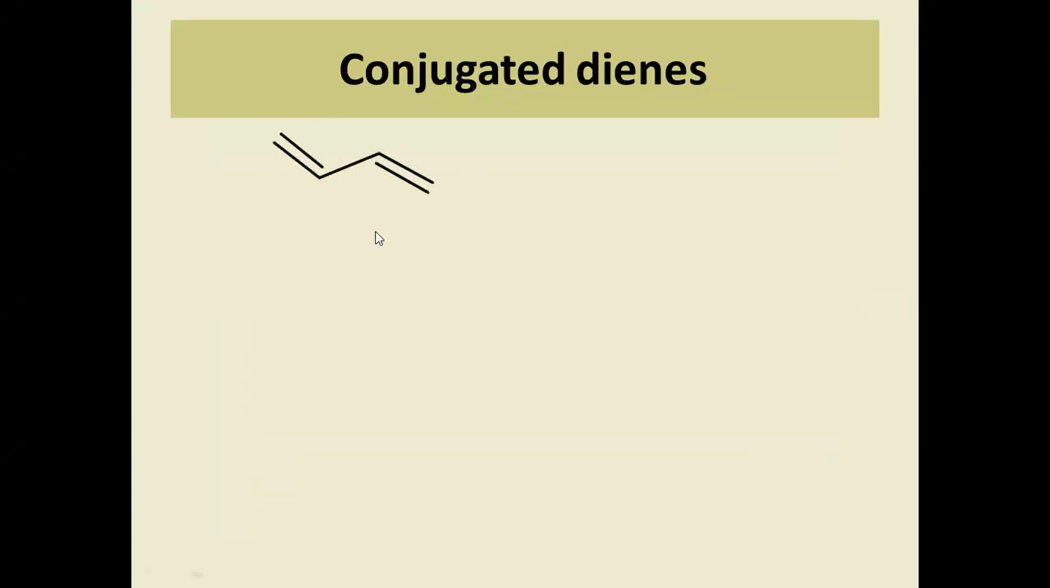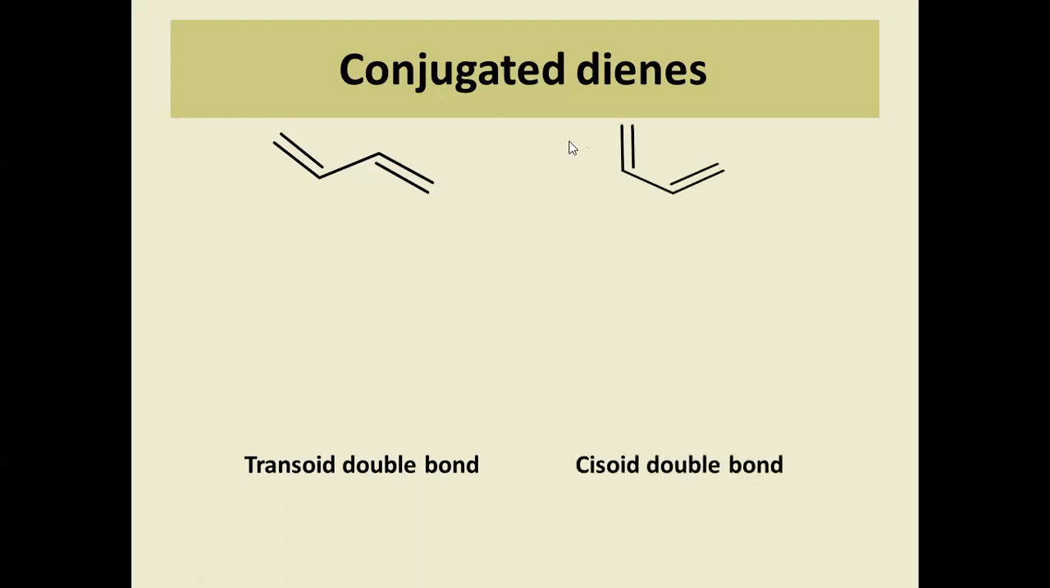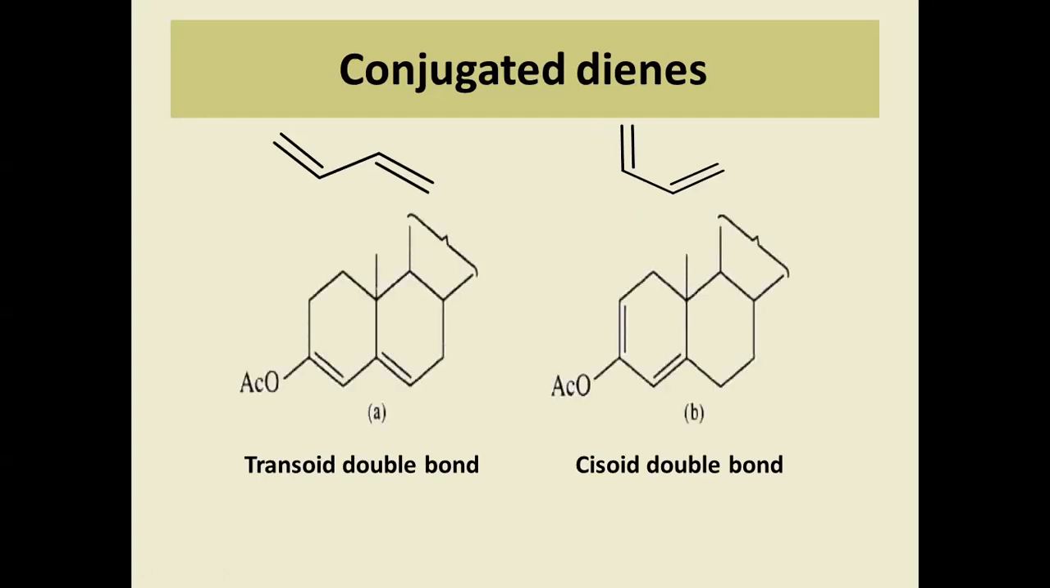This is called the transoid double bond because the two double bonds are trans to each other about the single bond. These double bonds are called the cisoid double bond because the two double bonds are cis to each other about the single bond. Now, if these double bonds are in the ring, then they are called the heteroannular diene for the transoid double bond and homoannular diene for the cisoid double bond.